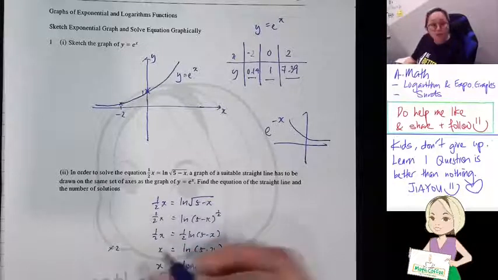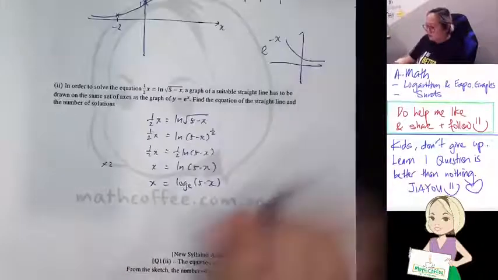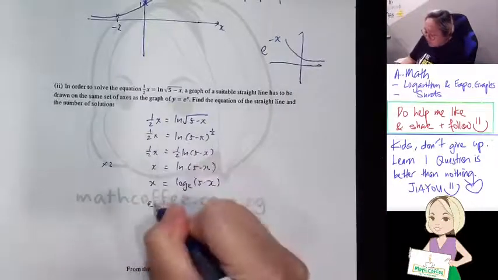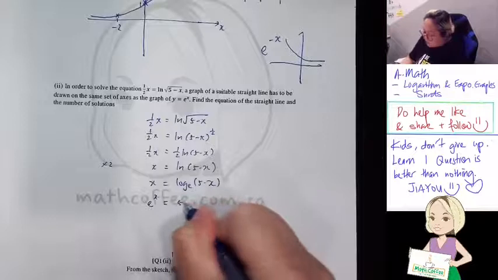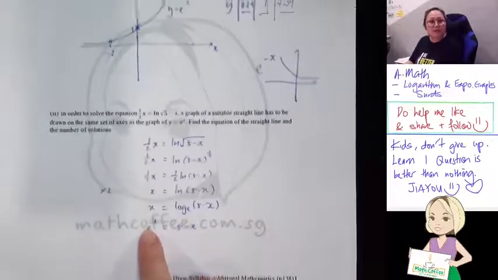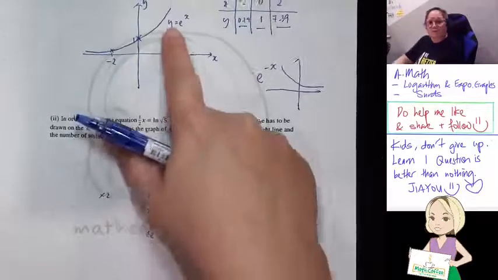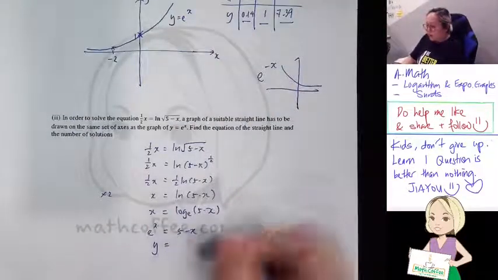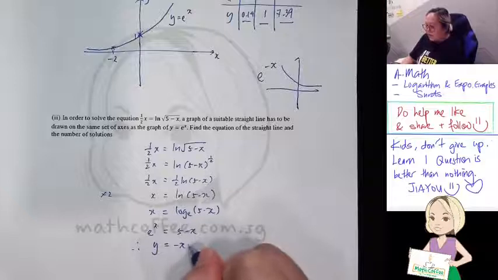So I'm going to push up. It becomes e to the power of x equals 5 minus x. Now you have e to the power of x, and I can replace my e to the power of x with y. So it becomes y equals minus x plus 5.